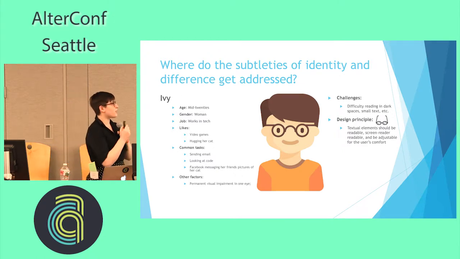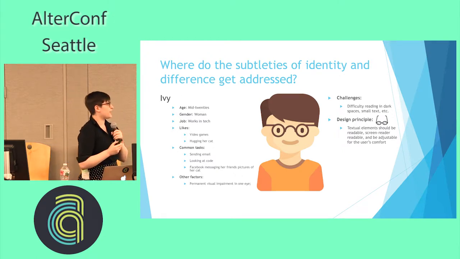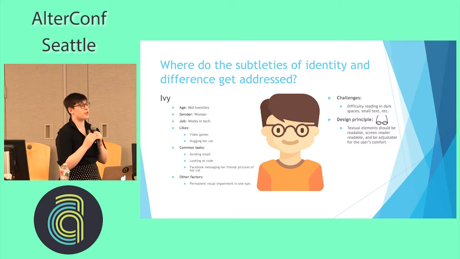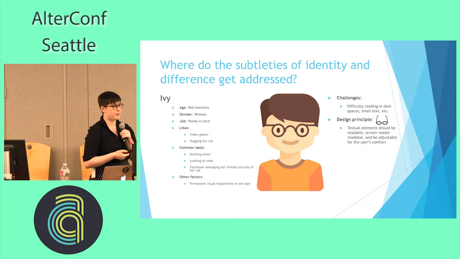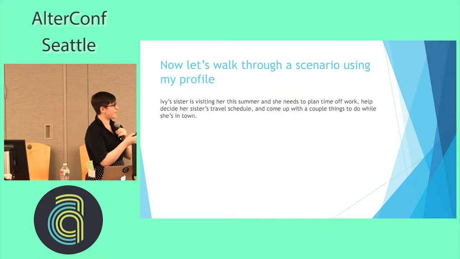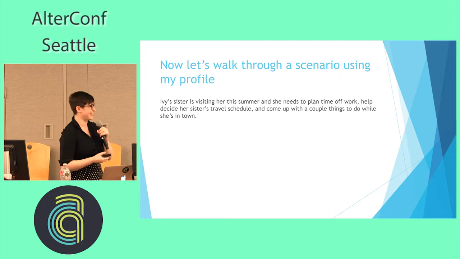And we can use the design principle of clarity to tell us how to design for everyone, not just people with visual impairments like mine. We can make sure that text is readable and screen readable, and we can make it adjustable. So that's one of the core things that we can do as designers: make things adjustable by the user, for the user. Now we can talk about the scenario.